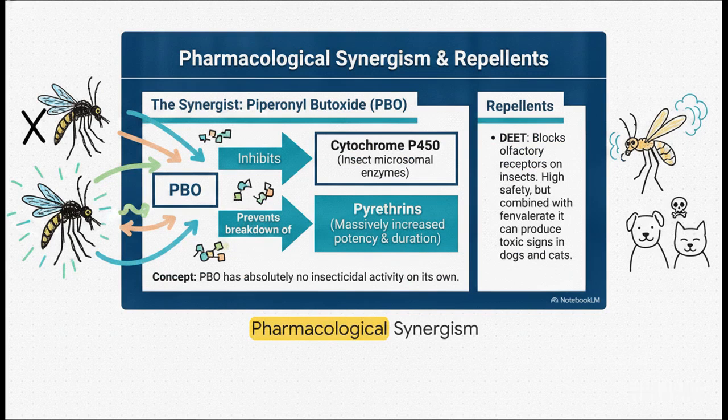Then we have the fascinating concept of pharmacological synergism. Honestly, this is a classic exam question just waiting to happen. Piperonyl butoxide, or PBO, is a synergist. On its own, it has absolutely zero insecticidal activity, none. But when you mix it with a drug like pyrethrin, PBO steps in and inhibits the insect's microsomal enzymes. It basically prevents the insect from breaking down the pyrethrin, which massively increases both the potency and the duration of the main drug. It is the ultimate pharmacological wingman.